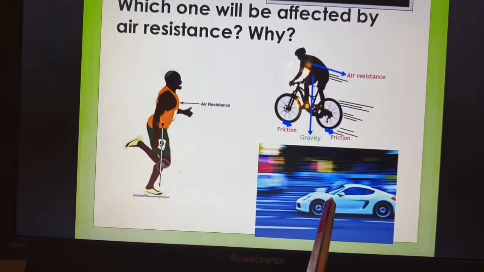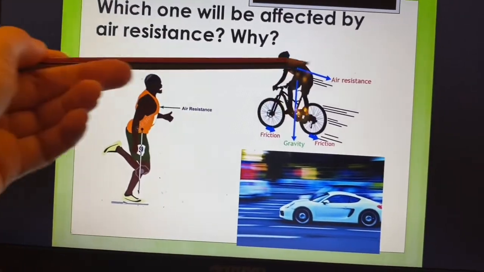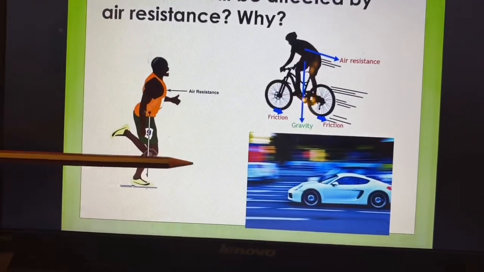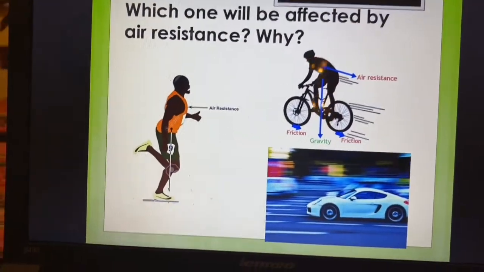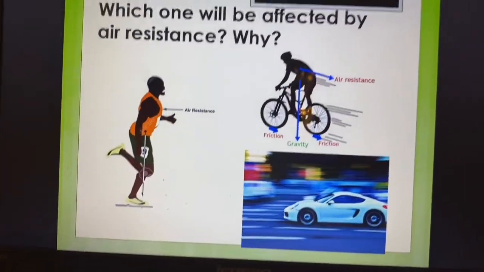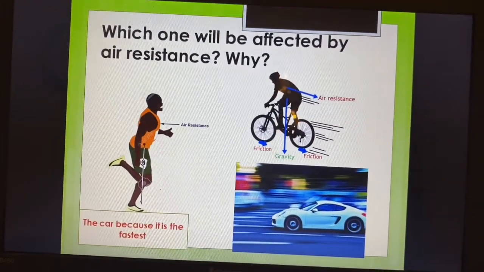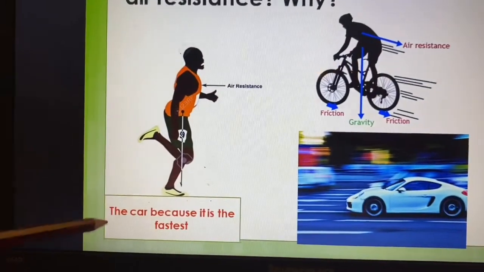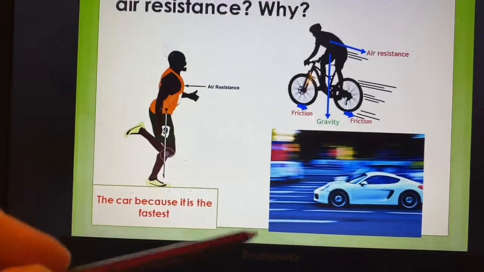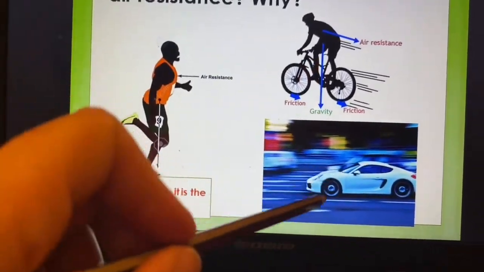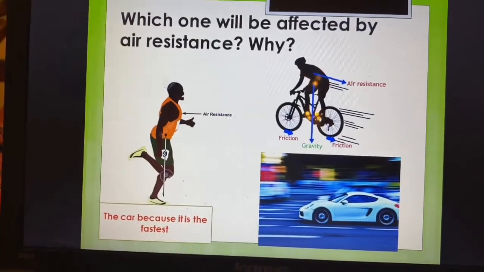Whenever the object is faster, there will be more air resistance. You can feel the air pushing you backward whenever you are faster. So the first thing that affects air resistance is the speed. يعني the car, because it is the fastest. The speed, السرعة. Whenever there is more speed, there is more air resistance. This is the first effect.